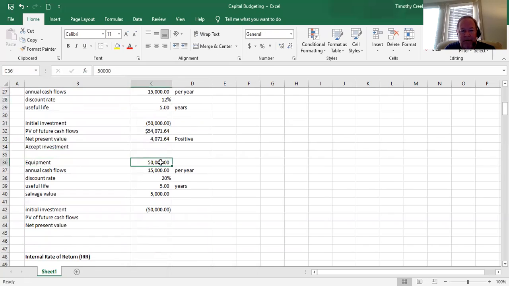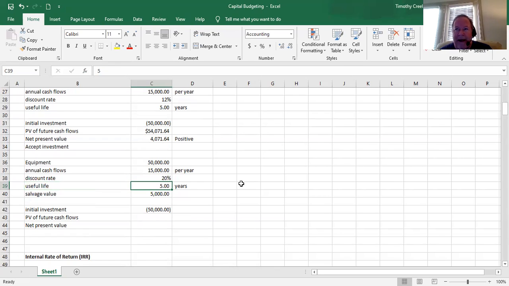Again, we've got equipment, 50,000, annual cash flows, 15,000 per year. The discount rate is 20%. Now, I've raised the discount rate up in this case. And one thing to think about here is the higher the discount rate, the harder it's going to be to find acceptable investments that will produce a return greater than that discount rate. And then the useful life, again, 5 years.